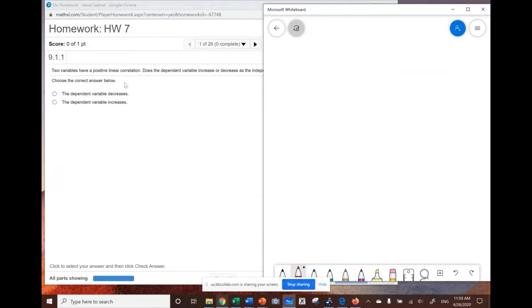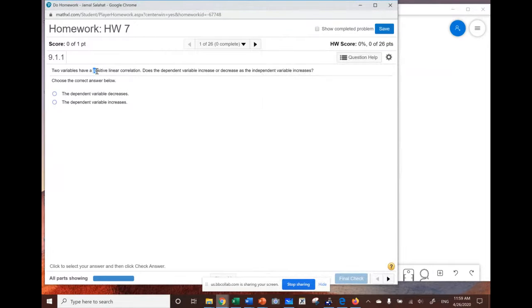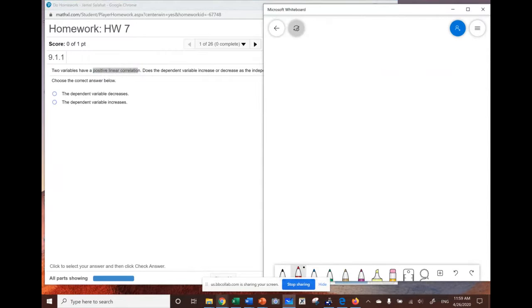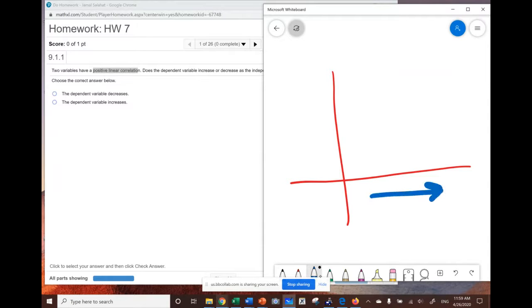Notice one very important word in here says positive. Again, we're talking about linear correlation, but we're talking about positive. In other words, this is what we are looking at. As x goes up, y goes up also. So it looks like this. That is positive. So if it's positive, the x is the independent and y is the dependent.